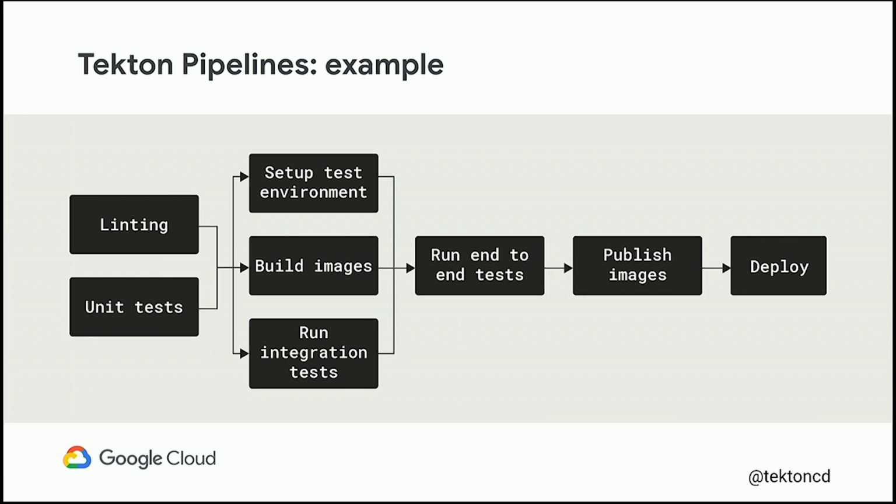So for example, in this pipeline, we can get some of the faster activities out of the way in parallel first, like linting and running unit tests. Next, as we run into some of the slower steps, like running integration tests, we can do some of our other slower activities, like building images and setting up the test environment for our end-to-end tests.